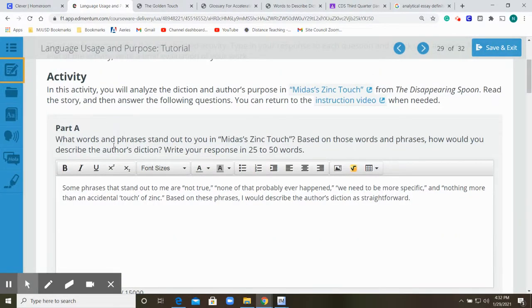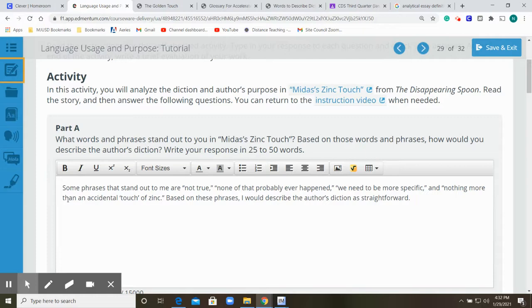So part A, what words and phrases stand out to you in Midas's Zinc Touch? Based on those words and phrases, how would you describe the author's diction? Write your response in 25 to 50 words. So you would open up the reading and you would watch it or read it. You would then return to the instructional video if you needed.